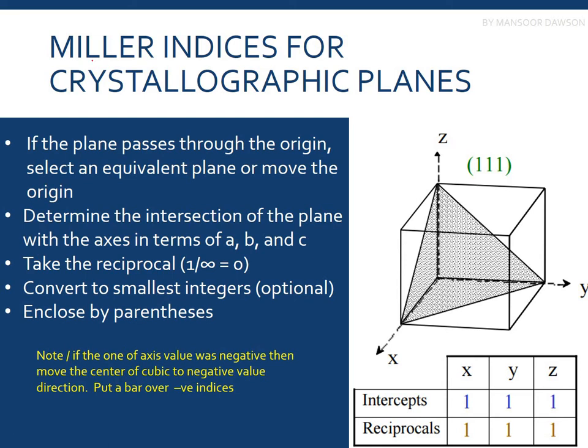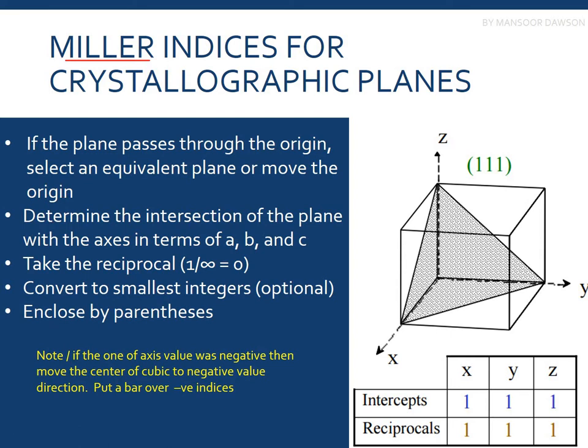Miller was basically a British scientist, a crystallographer, who helped in identifying the planes in a unit cell. So here are some rules. If the plane passes through the origin, select an equivalent plane or move the origin. It's the same as discussed in the directions video. So if you do not get this point, just look at the crystallographic directions video and then come to the Miller indices for crystallographic planes video.